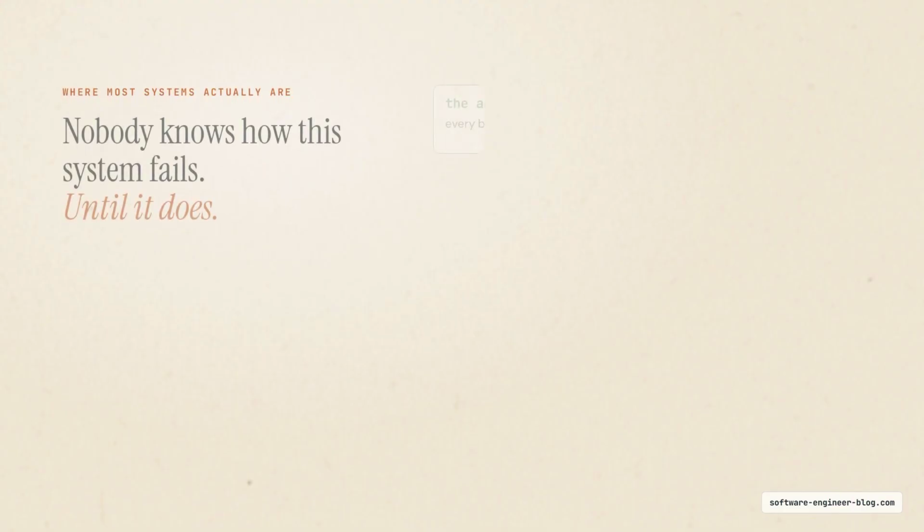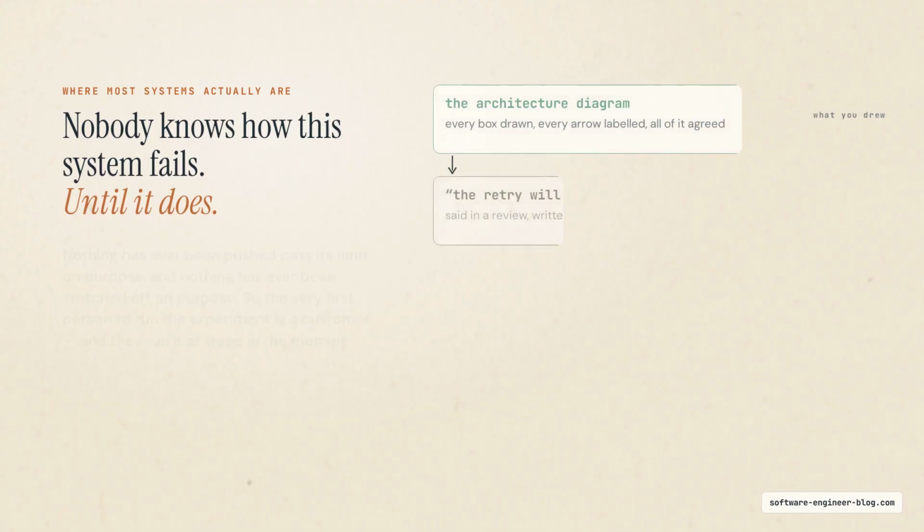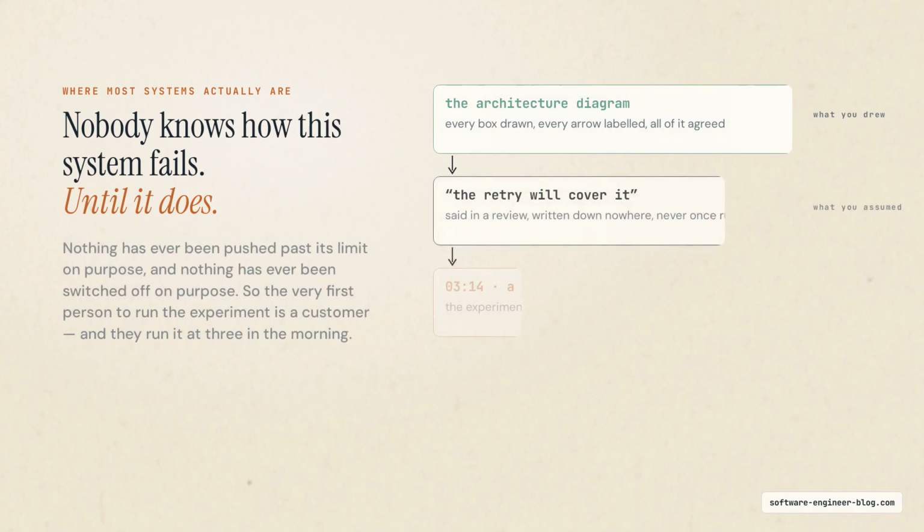Nobody on the team knows how it fails. Not because they are careless, because nobody has ever found out. There is a diagram. Every box is drawn, every arrow is labeled, and everybody has agreed that it is correct.